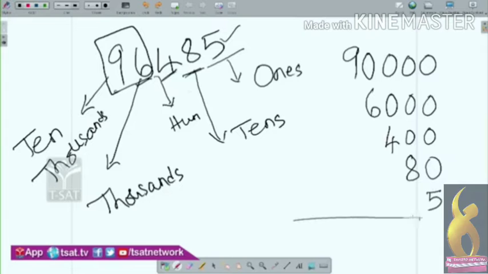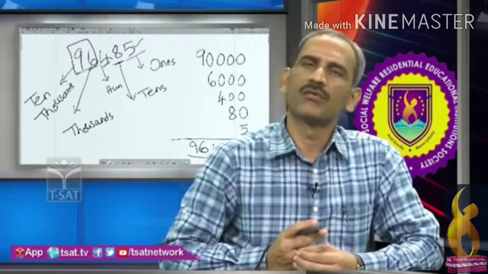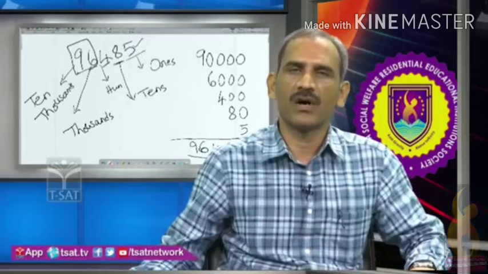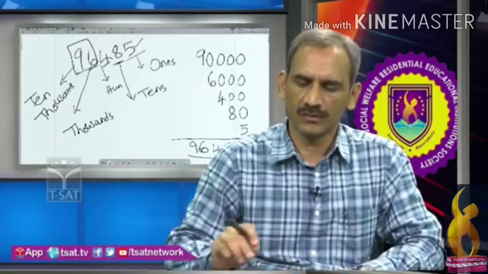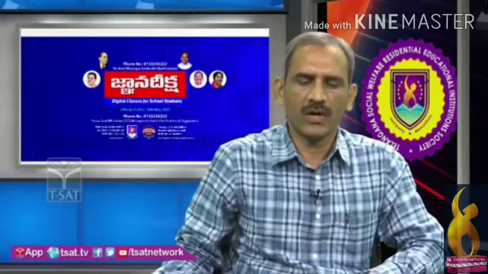If you add all these numbers, the sum is 96,485. If you write a number like this, we call it as expanded form, right? Now, let us come to the other example. We have one more example.